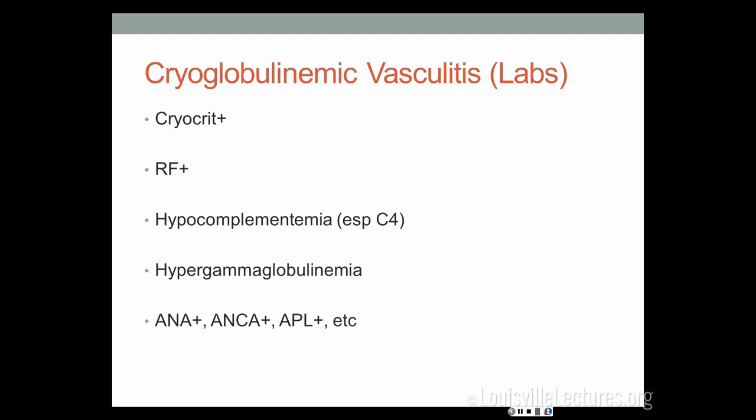They also, just to confuse things and keep it interesting, these patients will often have other antibodies because this is a disease where immunoglobulins are just revved up like crazy. And so up to half of the time they'll have ANAs, they'll have ANCAs, they'll have antiphospholipids. So these are not pathologic antibodies, they just exist because of this generally revved up immune response.